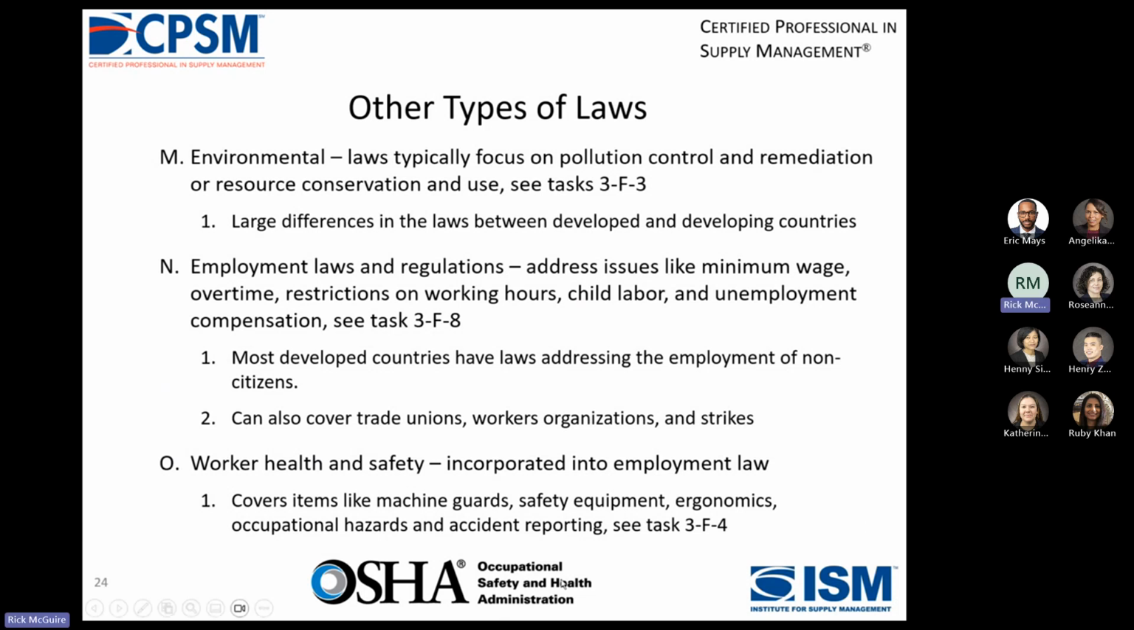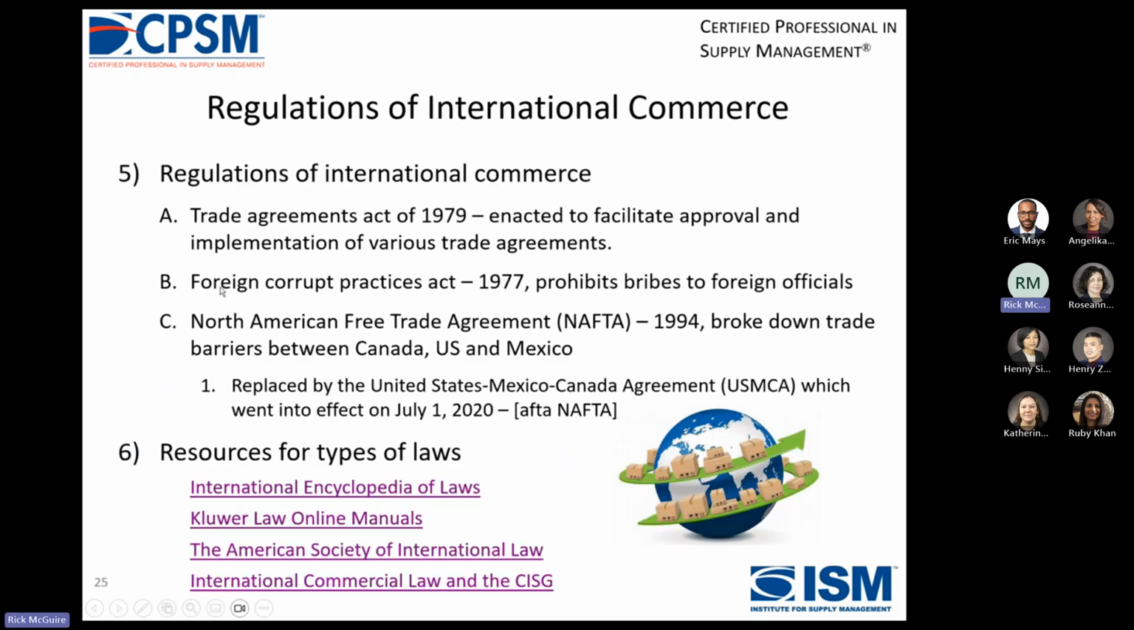OSHA administers it for us. International commerce. So in the US, there's a trade agreement from 1979 enacted to facilitate approval and implementation of trade agreements themselves. And then in 77, we have the Foreign Corrupt Practices Act, which prohibits bribing of foreign officials. And you get tested on that on a regular basis too.